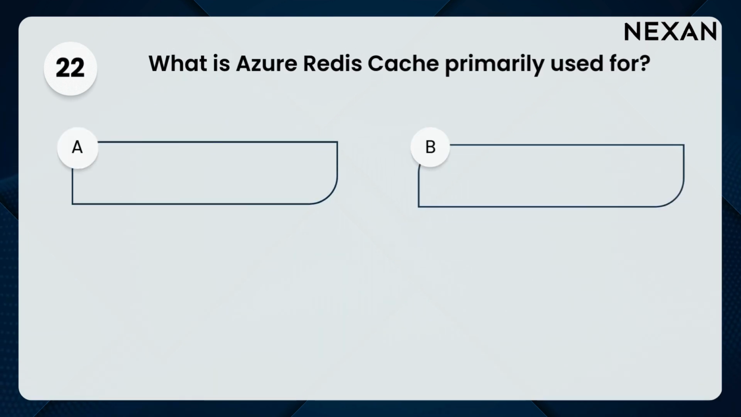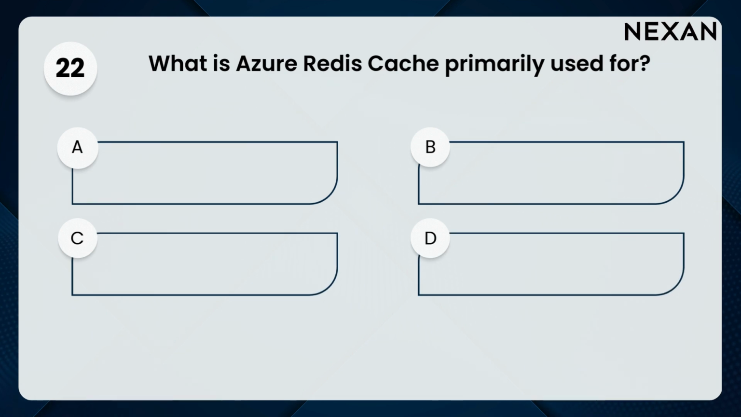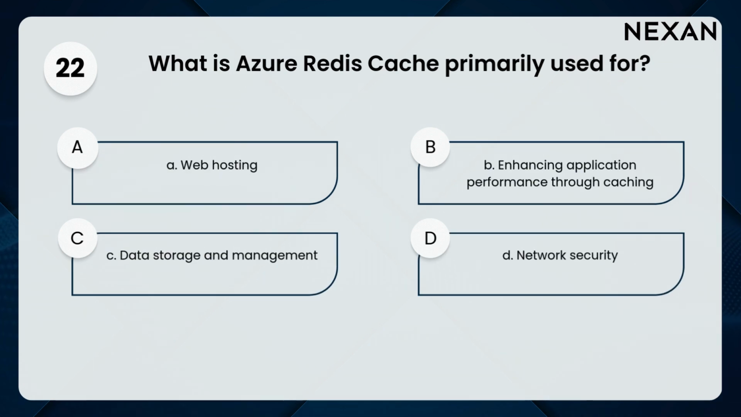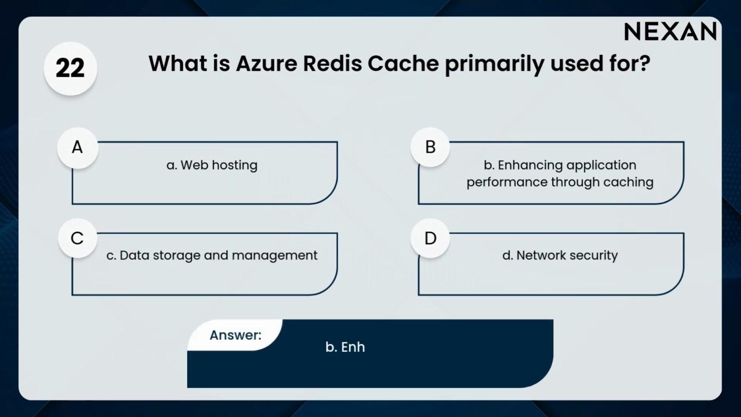22. What is Azure Redis Cache primarily used for? A. Web hosting. B. Enhancing application performance through caching. C. Data storage and management. D. Network security. Answer: B. Enhanced application performance through caching.